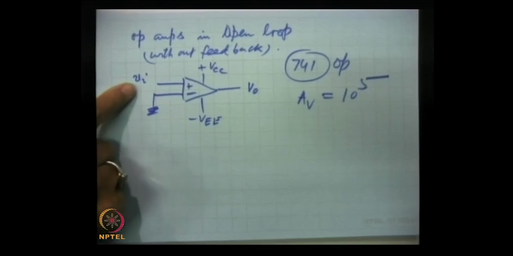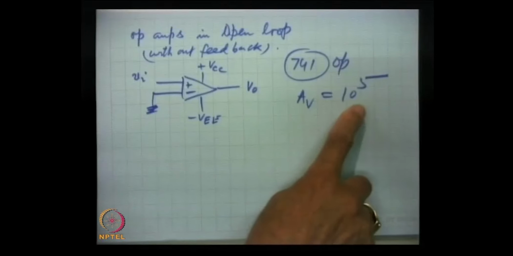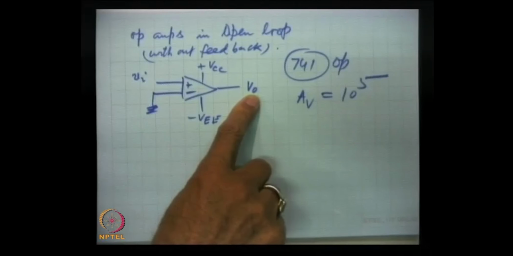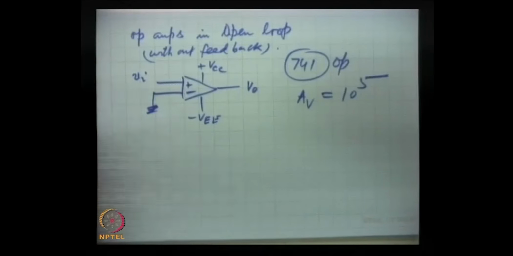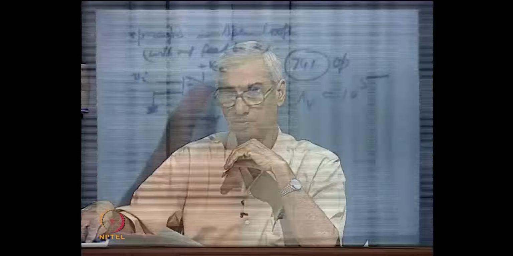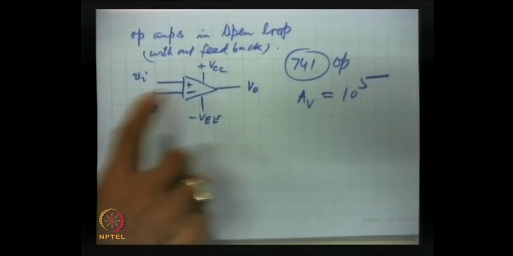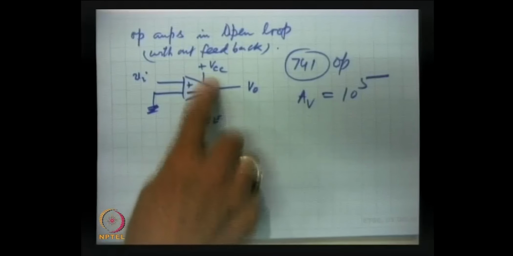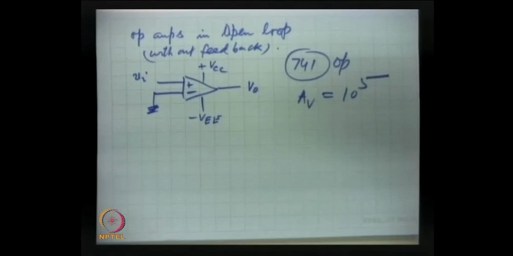So, this voltage will be multiplied by this quantity at the output. No matter how small this voltage is, even 0.1 millivolt, it will become 100 volts at the output, but 100 volts is impossible. The voltage will saturate at either plus VCC or minus VEE. By saturation we mean that the output will not vary with the input. We will talk about these points next time.